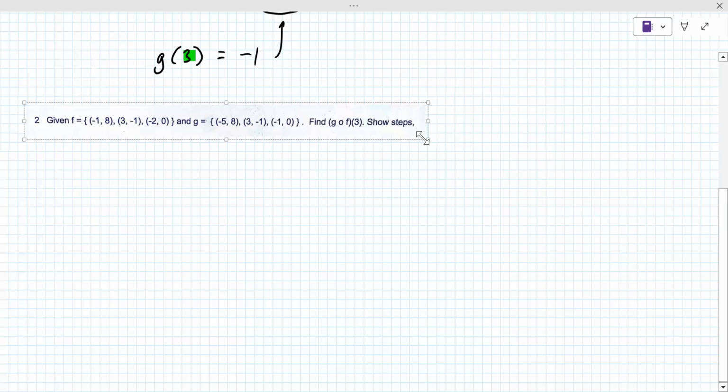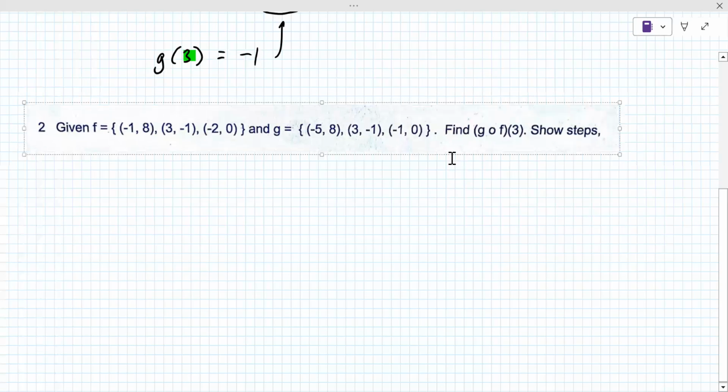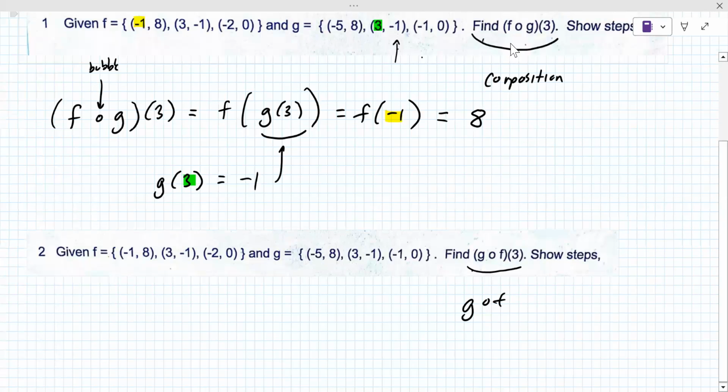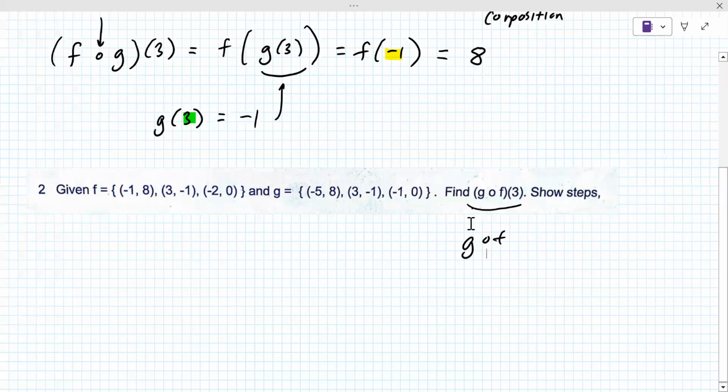All right, number 2 here. Given F and G again, so same things. So this time you're going the other direction. Some students say "goth" and then "fog", but it's really a bubble. It's not a letter, even though it kind of looks like an O. But what it means, just like before, is it's composition.